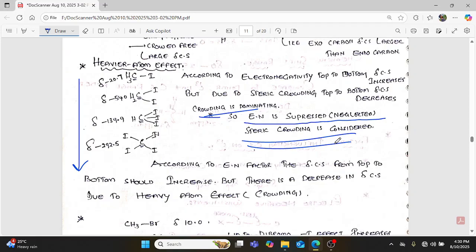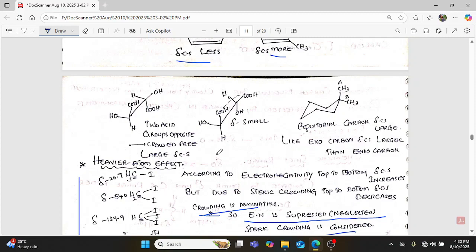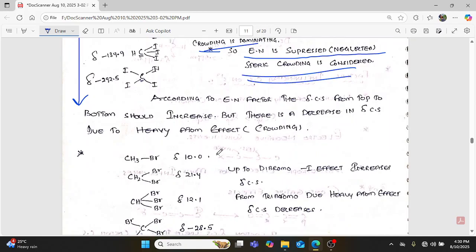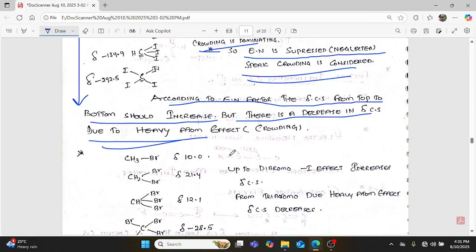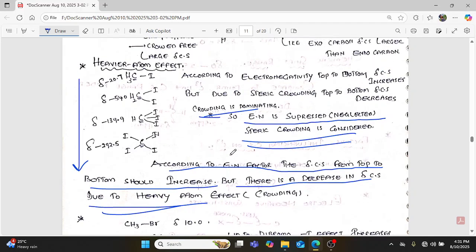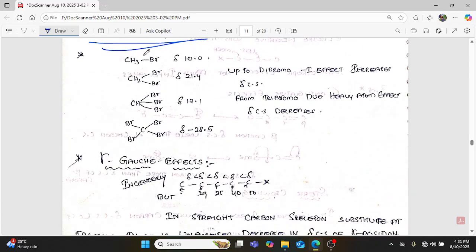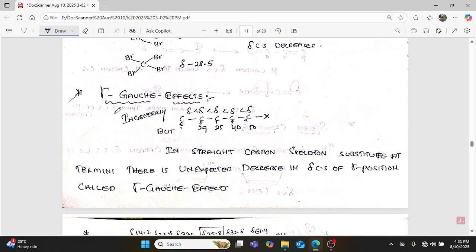So according to the electronegativity factor, the delta chemical shift values from top to bottom should increase, but there is a decrease in the delta chemical shift values due to the heavy atom effect. Okay, then, the decrease in chemical shift values is due to the heavy atom.